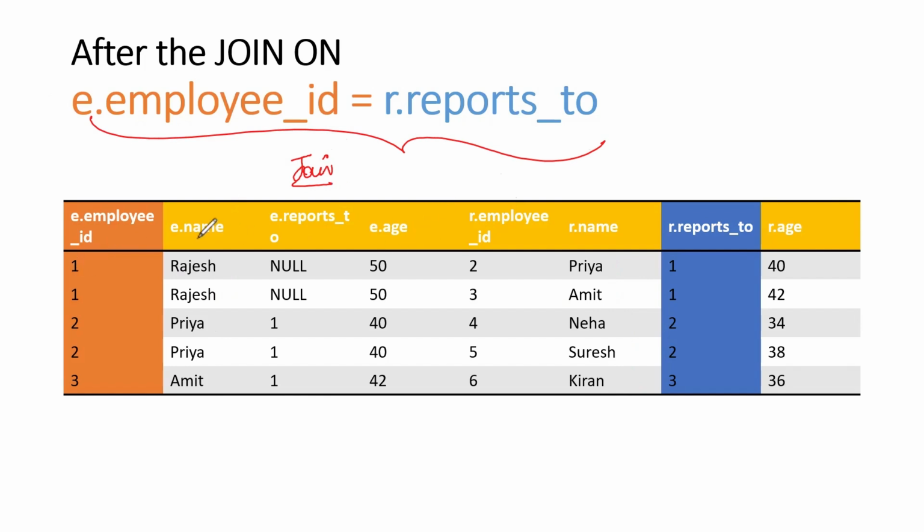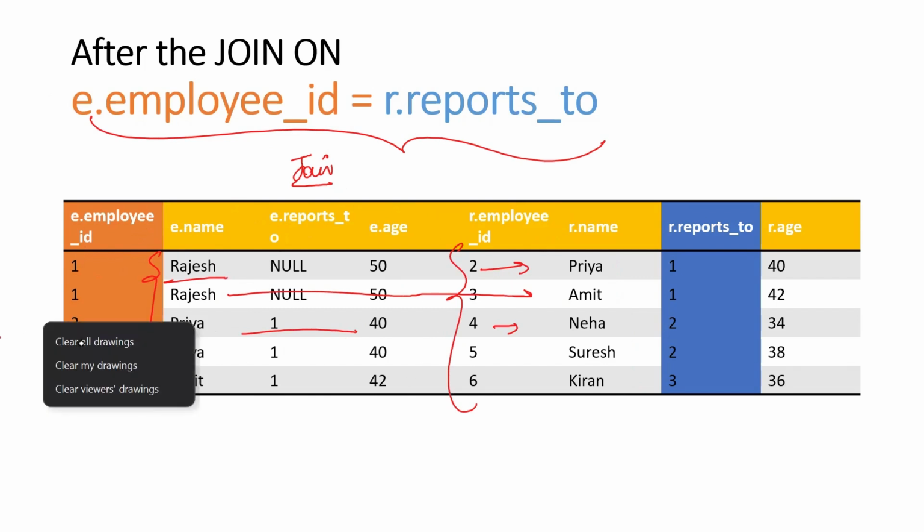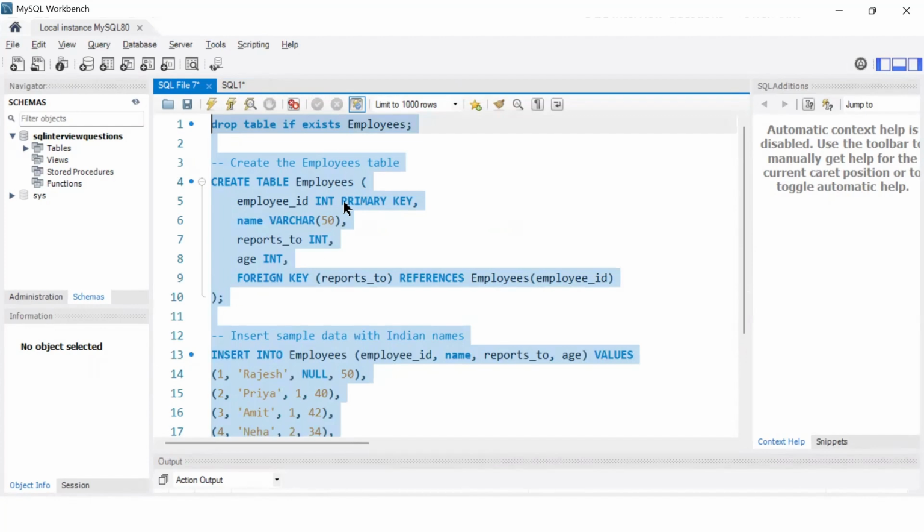So here again I'm repeating, we are joining the table with itself so that we can get the information of all the managers and all the reportees. As simple as that. Okay, Rajesh reported by Priya, Rajesh reported by Amit, Priya reported by Neha, and so on and so forth. Okay, so let's quickly look into the solution of the same. Here you can see I've created the employee table. I've inserted the data. I'll provide you the code in the description of the video.